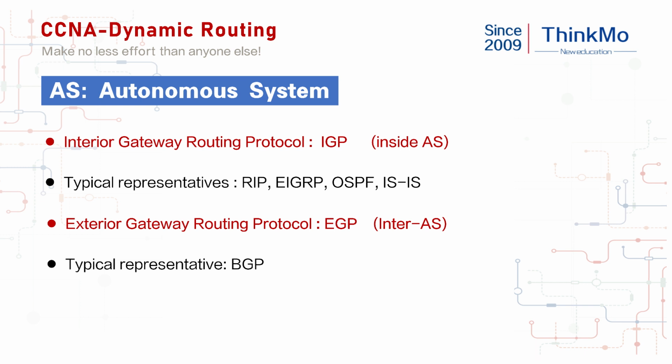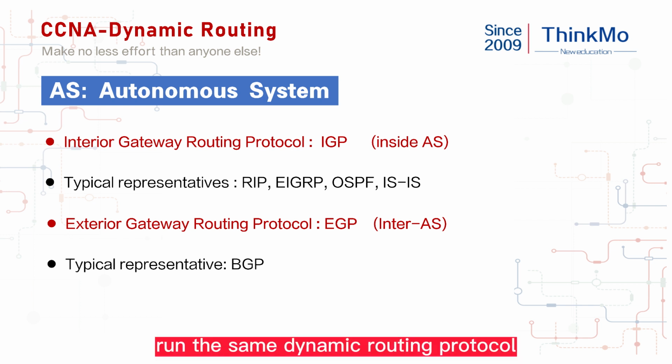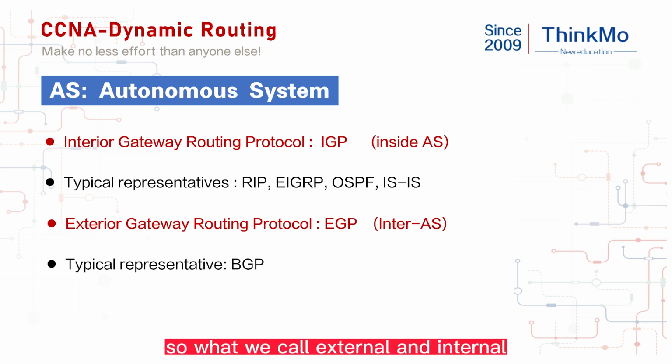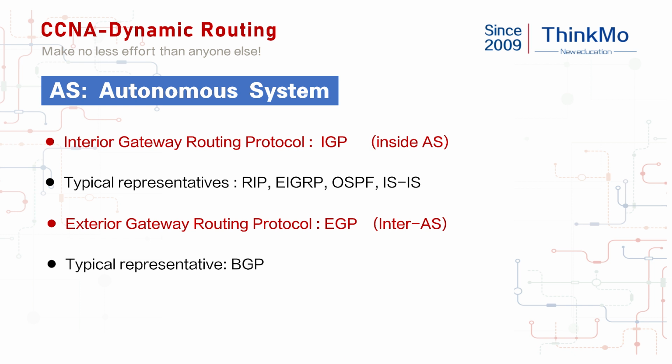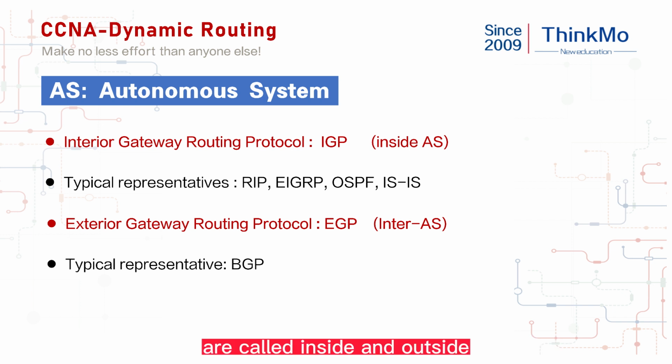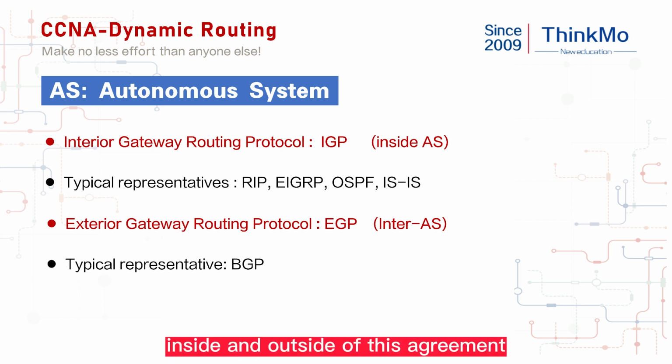I said it before. Within an AS, the same dynamic routing protocol is run, and the strategy is relatively simple. It is a network built by a unified manager, called an AS. So what we call external and internal refers to an autonomous system. It's like a door: the outside of the door and the inside of the door are called outside and inside. Inside and outside in this protocol refers to the autonomous system.